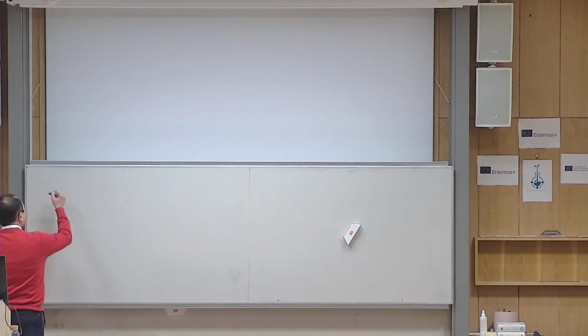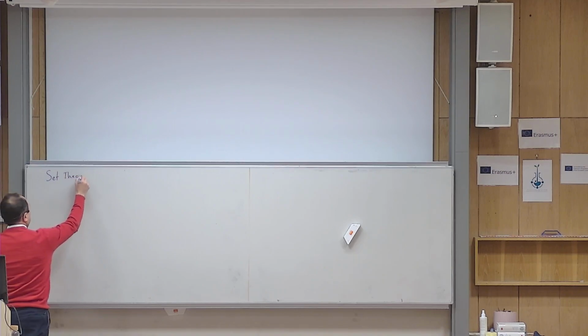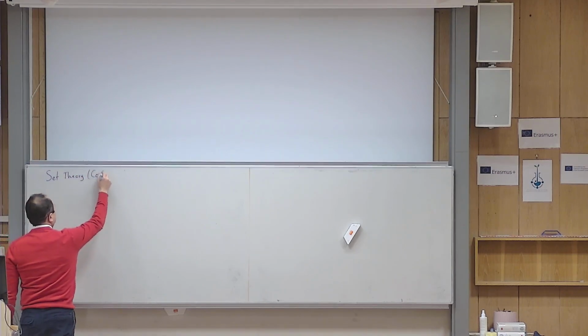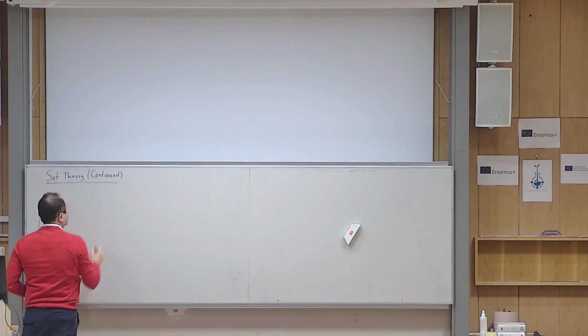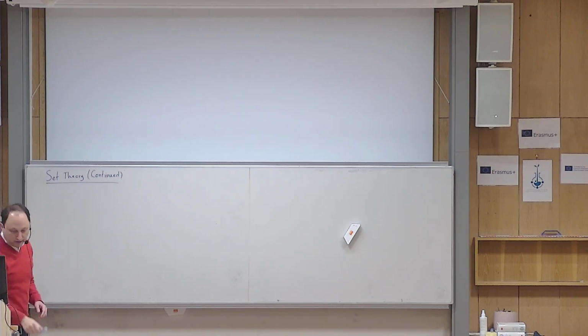Okay, so set theory. So we learned about a set. Yes, I told you that set is a primitive notion in set theory. We don't try to define it, but we understand what the meaning of that is.